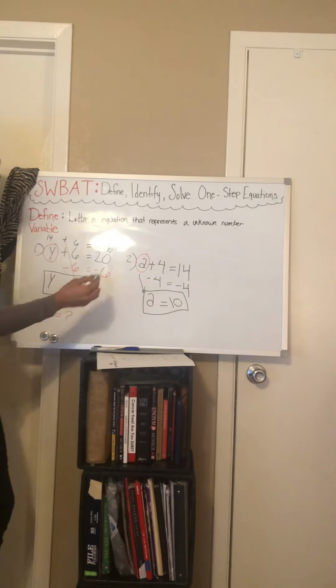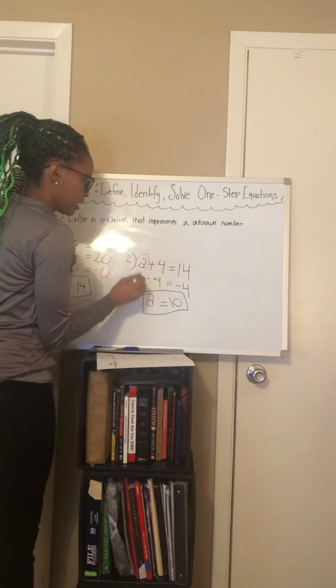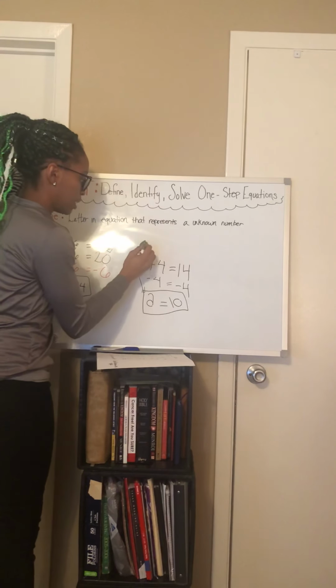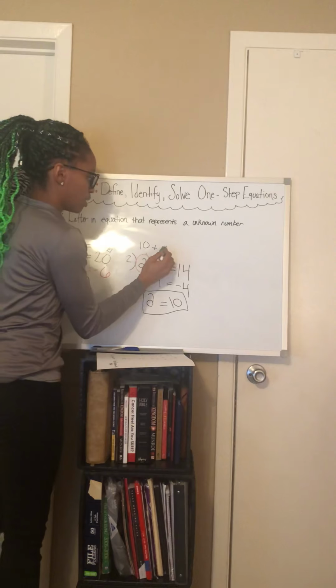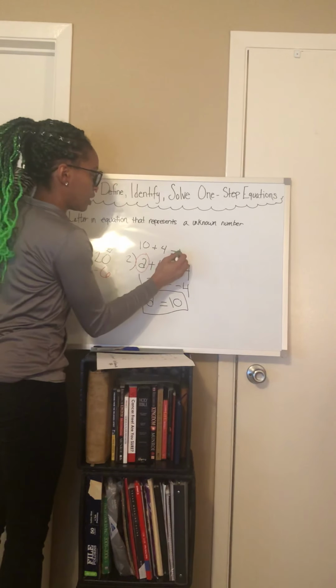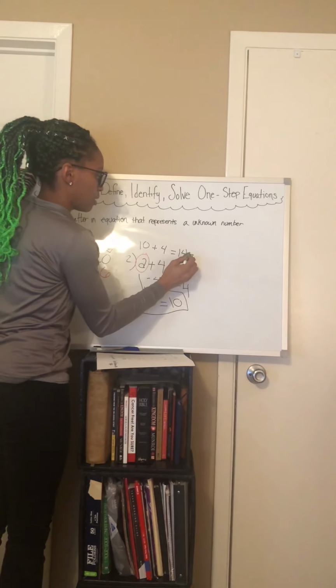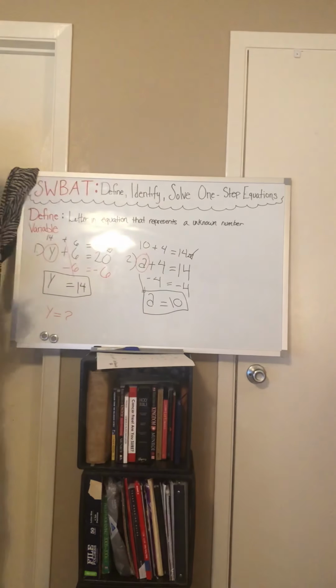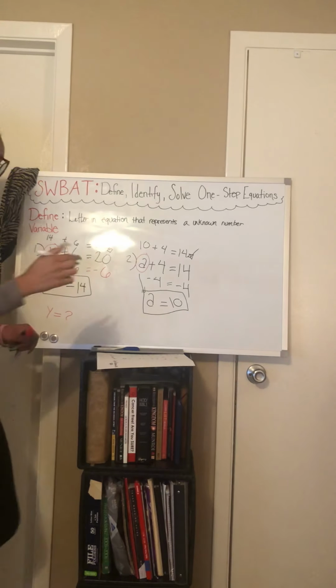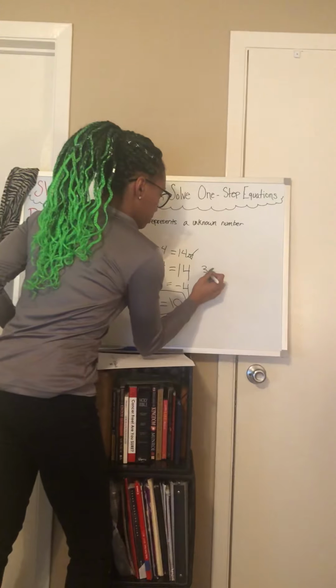Okay, so we're going to go back and check our work. So we said A equals 10. So we're going to put 10 here plus 4 equals 14. Great job. We got it. Good deal. Okay, let's try one more before I allow you guys to work amongst yourselves and see if you really got it.